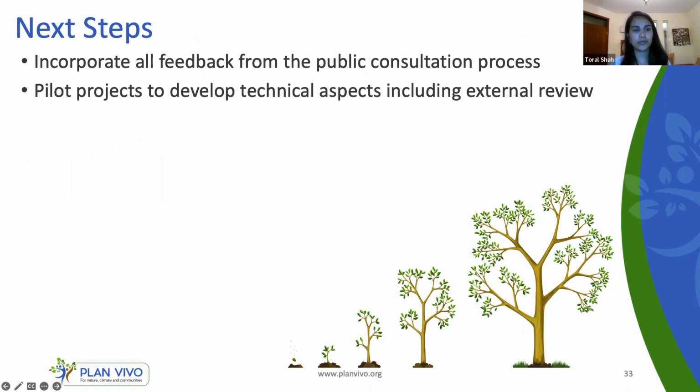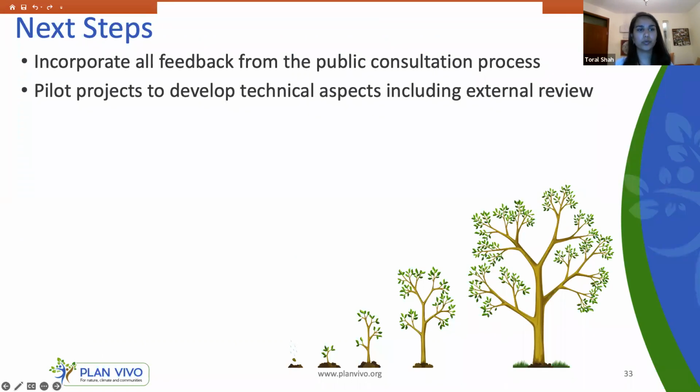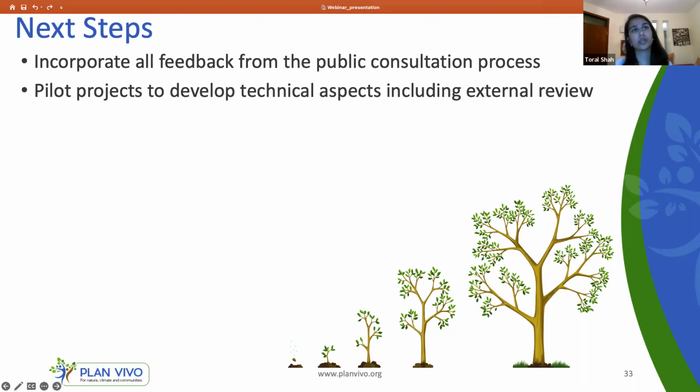So the next steps from here: first we'll be taking the time to read and incorporate all the feedback we received from today and the public consultation process, which is open for a month. And then we will continue to be working with our pilot projects to develop all the technical aspects and the external reviews.